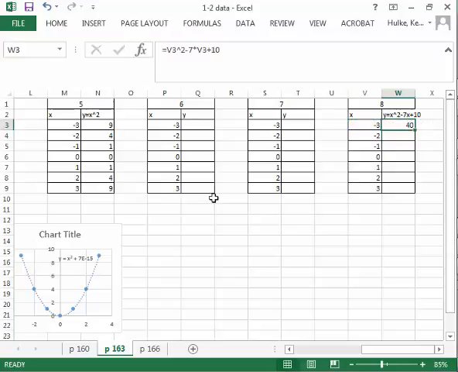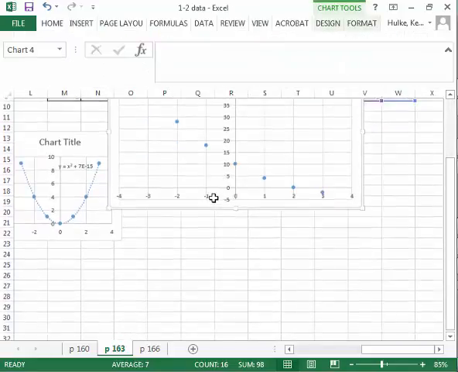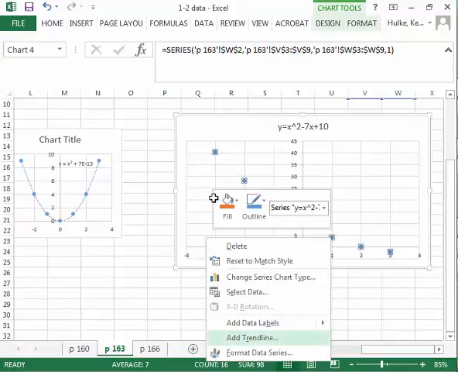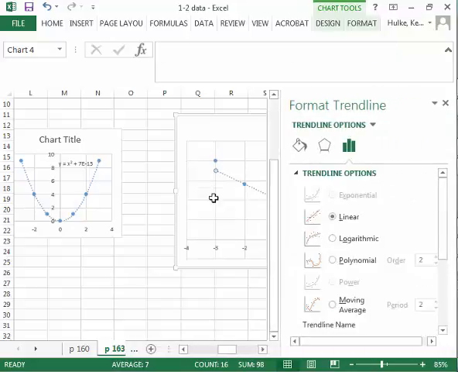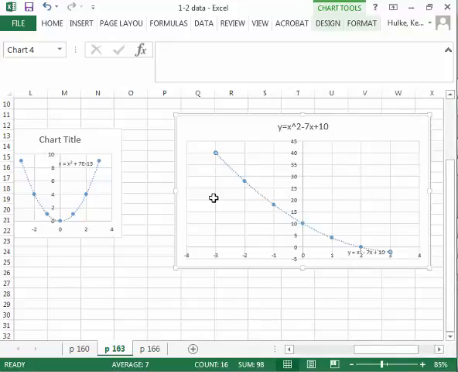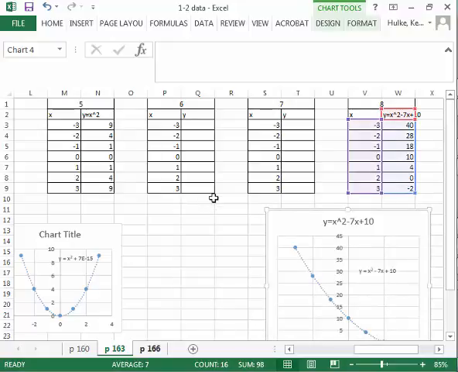And now when I graph that one, let's see how it looks here. Can't see it very well, can you? But when I add a second order trend line, polynomial second order, display the equation on the graph, sure enough, there it is. y equals x squared minus 7x plus 10. So you can do those assignments.